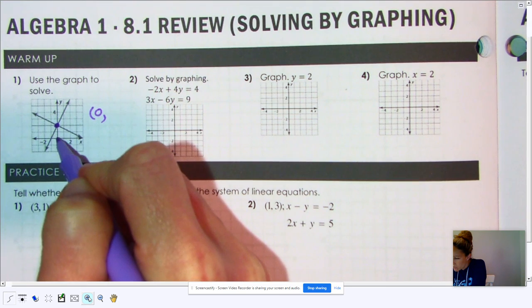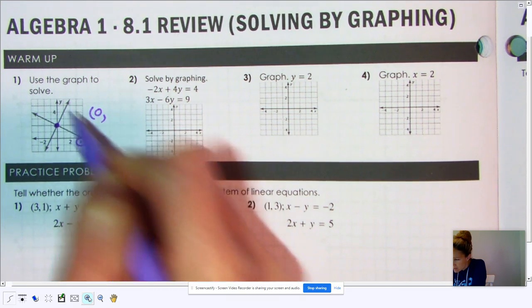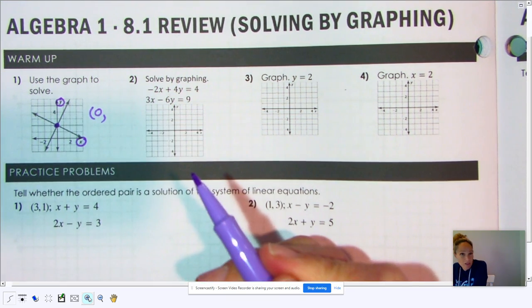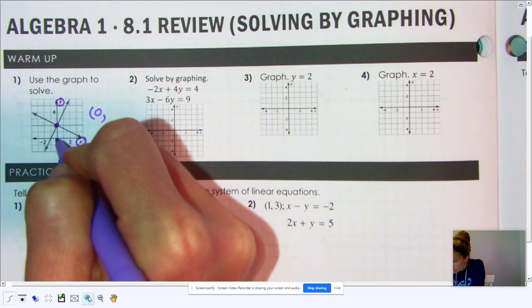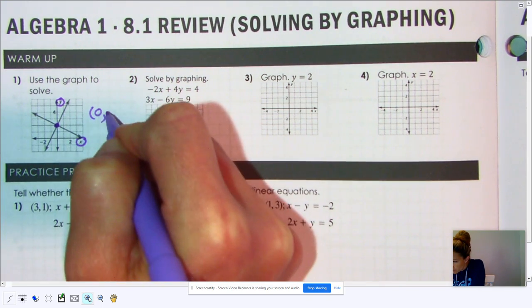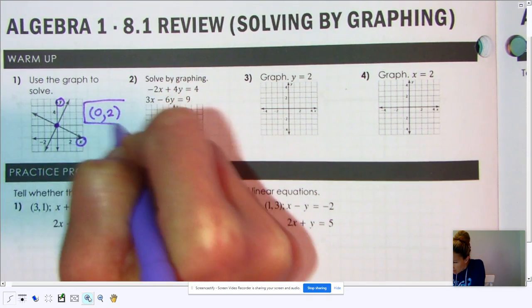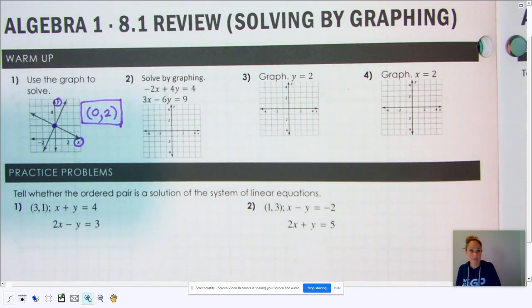And then in the y direction, make sure you guys know x is side to side, y is up and down, and they go alphabetically. In the y direction, I went up by 2. So that is my final answer. All we had to do was count. Super easy. All right, question number 2, solve by graphing.